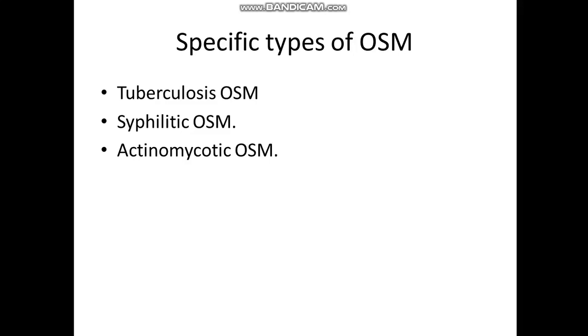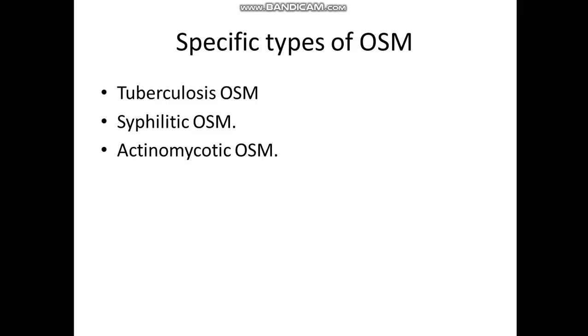Here, in the case of the specific types, such as tuberculous osteomyelitis, syphilitic osteomyelitis, or actinomycotic osteomyelitis, the infection is not directly within the jawbone and does not occur due to dental infection. The infection usually occurs in an area away from the jawbone, but it might spread to the jawbone. For example, in tuberculous osteomyelitis, the target of the causative microorganism is the lung, but the infection might spread to the jaw bones.